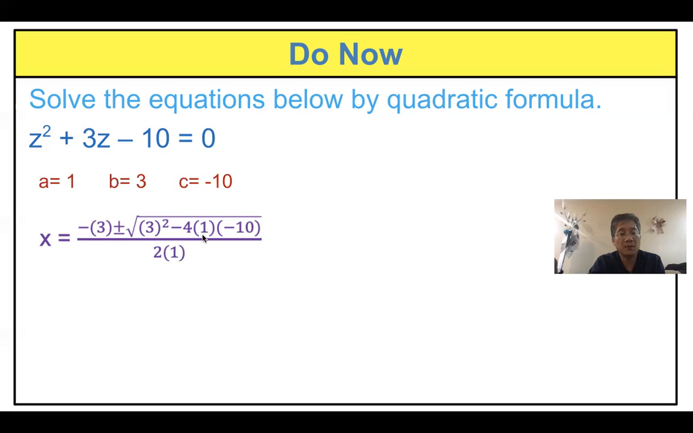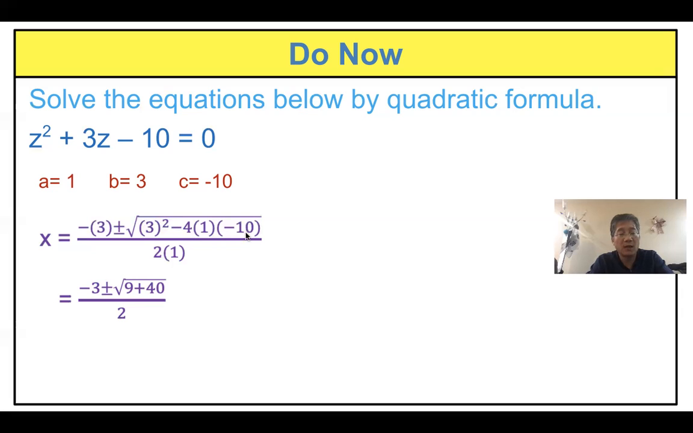Remember, when you multiply, you better use parentheses. And also, when you plug in, always put parentheses so that you are not confused, especially when you have negative numbers, and 2 times 1. Now, what should you do? You simplify. Negative 3, and 3 squared is 9, and negative becomes positive.